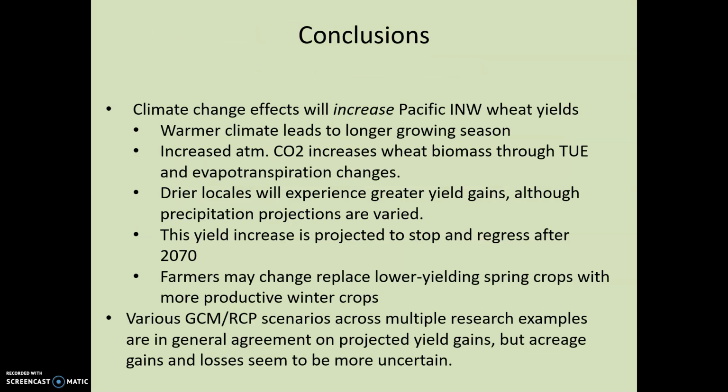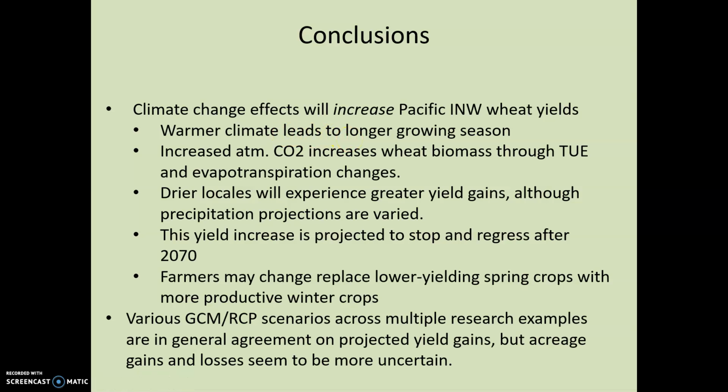So we look at our conclusions, what I want you to know, what I learned. I learned a lot. It was awesome. Climate change effects will generally increase Pacific Inland Northwest yields. Increased CO2 and increased temperature lead to a longer growing season. So this is the deal with the winter and the spring wheat.